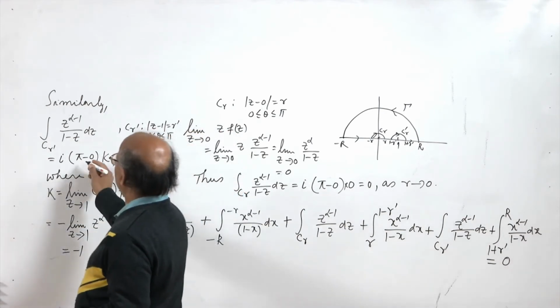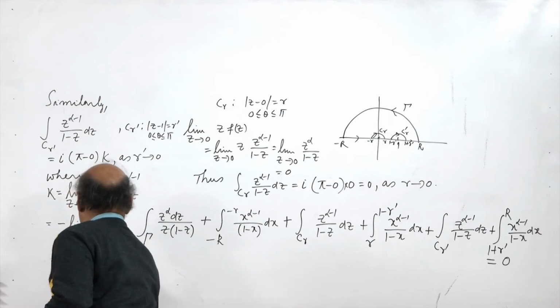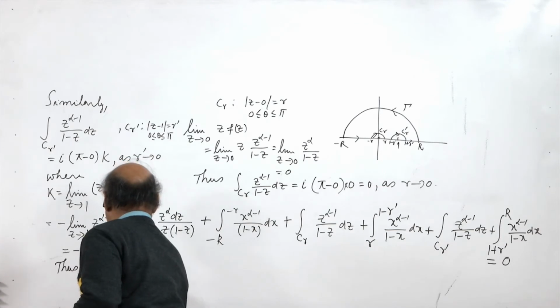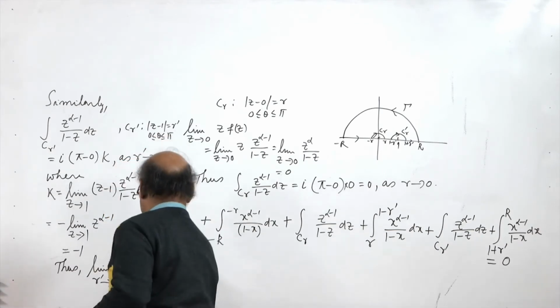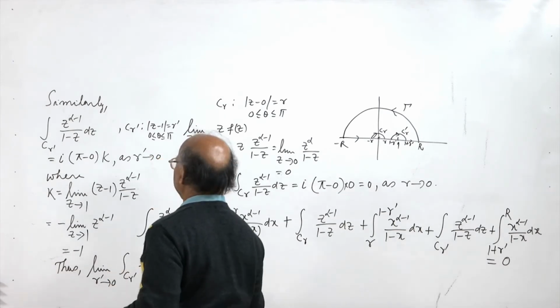So, we get here minus I pi. Thus, limit r dash tends to 0, integral over CR dash z to the power alpha minus 1 divided by 1 minus z dz is equal to minus I pi.